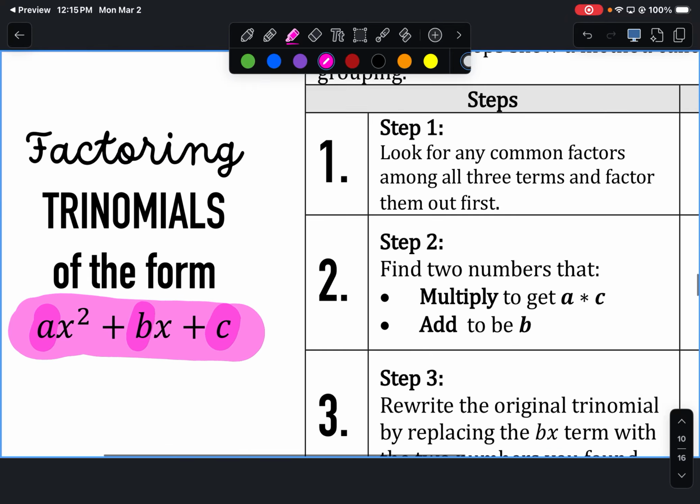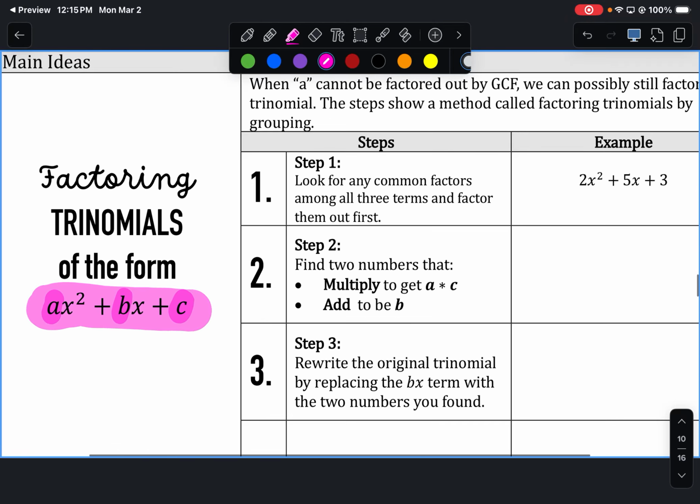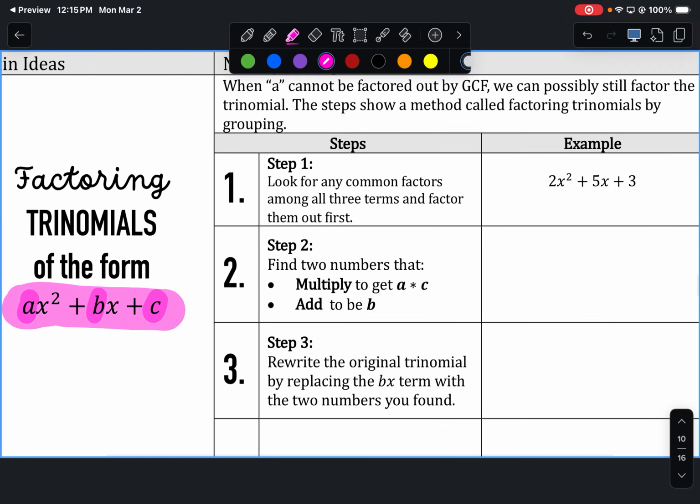So we are going to look at these, and we're specifically looking when our A value cannot be factored out as a GCF. And we're going to talk about how to factor that.